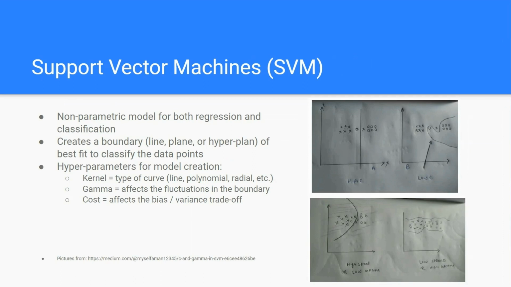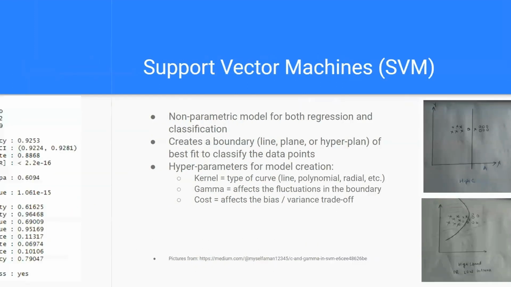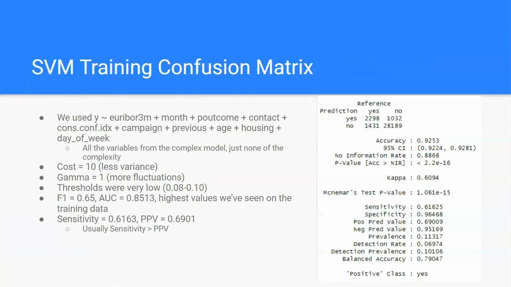The hyperparameters for the model creation were the kernel, which defines the type of curve, the gamma, which affects the fluctuation, and the cost, which affects the bias-variance trade-offs. So for our support vector machine model, we used variables from the complex logistic model for our data. We chose our cost to be 10, which provides less variance to the model. We chose our gamma to be 1, which provides more fluctuations to the model.